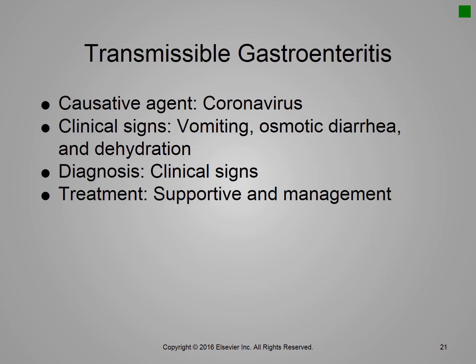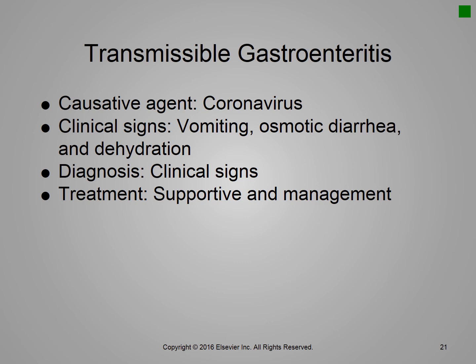TGE, transmissible gastroenteritis, it's a coronavirus. As you would expect, it has gastroenteritis types of signs: vomiting, diarrhea, dehydration. Once TGE gets going, it can really get nasty in a herd because you've got 35,000 pigs that are all having vomiting and diarrhea. Not a pleasant place to be.